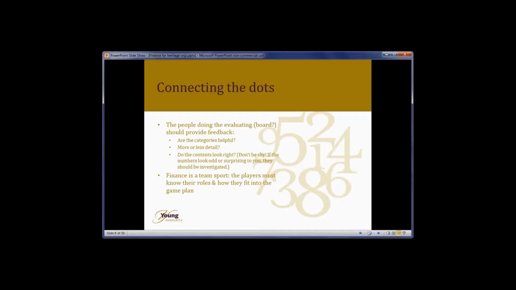I have a few thoughts on connecting the dots. So this gets back to the idea of clarifying roles and responsibilities. The person who's maintaining your accounting records needs to keep things current, or else the folks who are doing the evaluation won't have the right information that they need in order to be able to assess what's going on. So there's got to be some coordination between the bookkeeping function and the people who are reviewing the statements, whether that's senior staff or boards of directors.